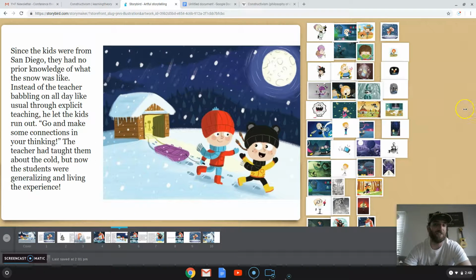And so here the students are. It says, since the kids were from none other than San Diego, they had no prior knowledge of what the snow was like. Instead of the teacher babbling on all day like usual, through explicit teaching where he just directly teaches and lectures, he let the kids run out. "Go and make some connections in your thinking," said the teacher. The teacher had taught them about the cold, but now the students were generalizing the information and living the experience.